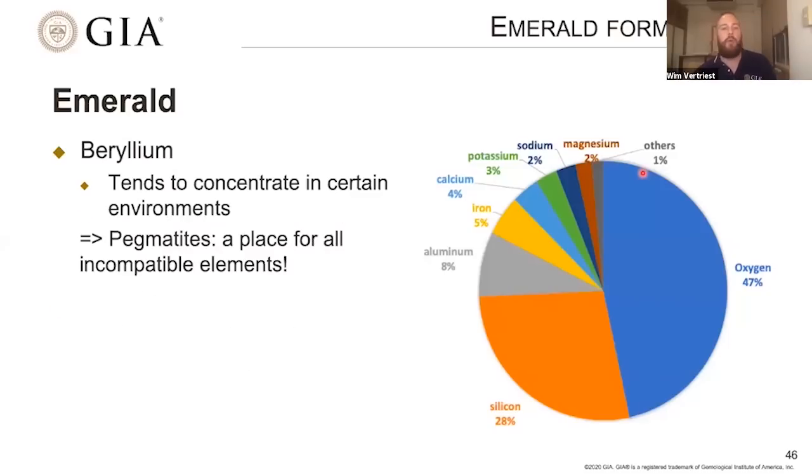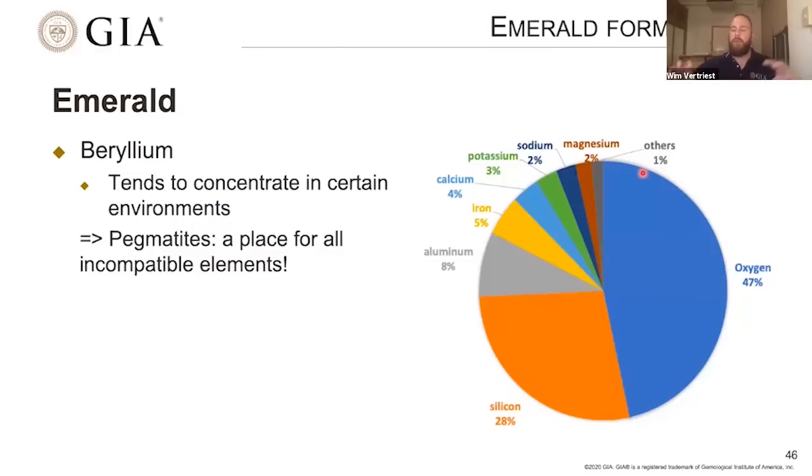Thankfully for us, beryllium tends to concentrate in certain environments. So do basketball players. If you're presented with that task, the first thing you would do is go to where you find the most basketball players. Those are the basketball courts, the basketball stadiums. The place where beryllium concentrates is mainly in a rock that we call pegmatites. And pegmatites basically serve as a rock, a magmatic rock, that incorporates a lot of incompatible elements.